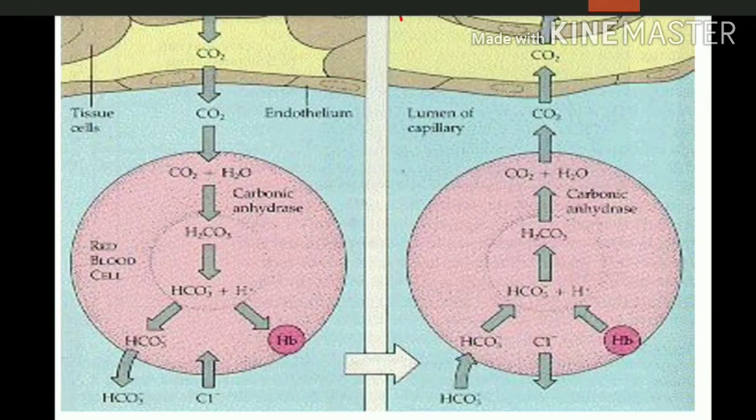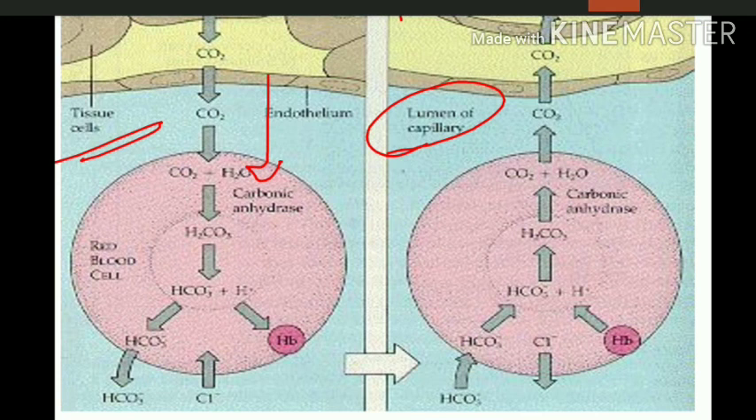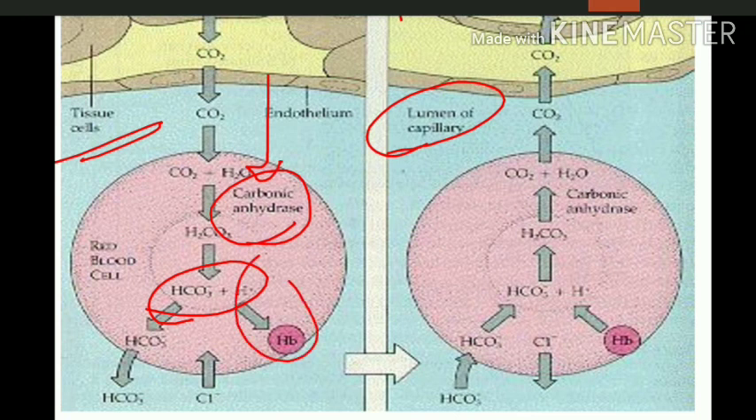Now here you can see this diagram shows reactions taking place at the tissue level as well as in the lungs. So at the tissue level you can see carbon dioxide is produced. Now this carbon dioxide, when it enters inside the cell, combines with the H2O in presence of carbonic anhydrase, and H2CO3 is formed, which is further converted into H+ and HCO3-. This H+ combines with hemoglobin and forms HHb, that is reduced hemoglobin, and the bicarbonate ions exit from the RBC, and at that time there is chloride shift. All these reactions are reversed when the same blood reaches the alveoli.